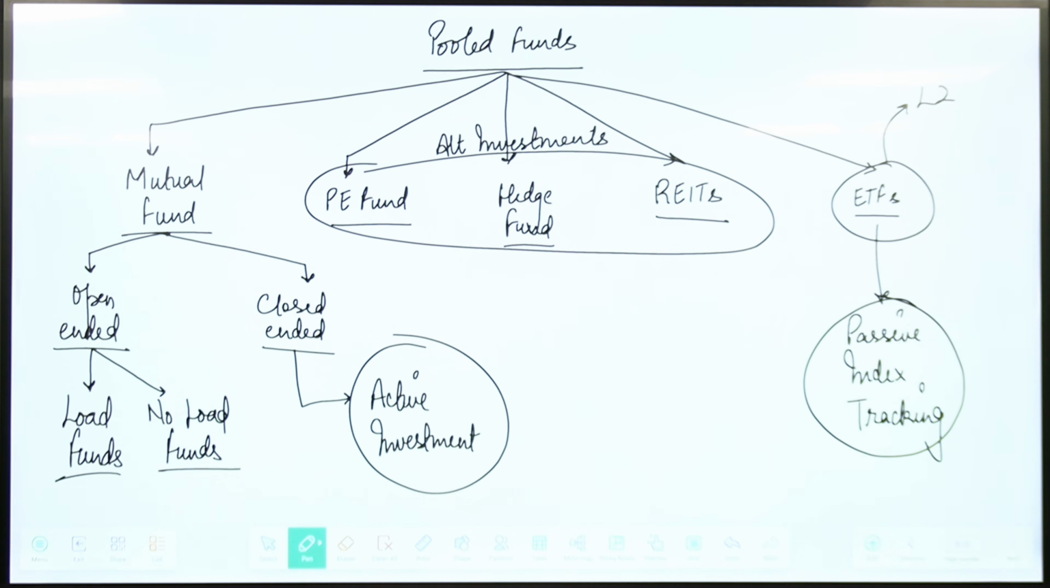Samarth, open-ended means that for every investor, they will create new shares, new units. So if I want to buy a mutual fund, I will buy it directly from the fund, not in the secondary market. And when I want to sell it, I will sell it directly to the fund. Again, not to another investor in the secondary market. So open-ended funds can be thought of as funds which will operate always in the primary market.